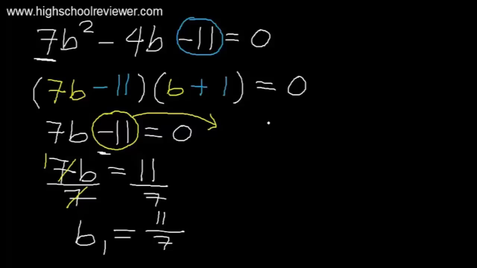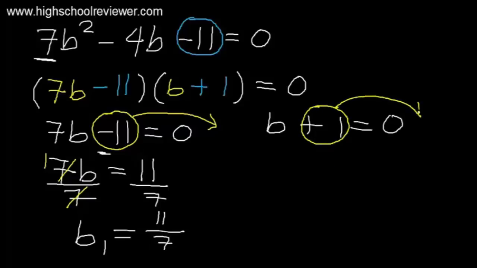And let us find the value of b sub 2. So we have here b plus 1 equals 0. So to find the value of b, we are going to transpose positive 1 to the other side. So if we transpose, what will be left on the left side will be positive b. And if we transpose this, it will change sign. So from positive, this will become negative 1. So this is our b sub 2.